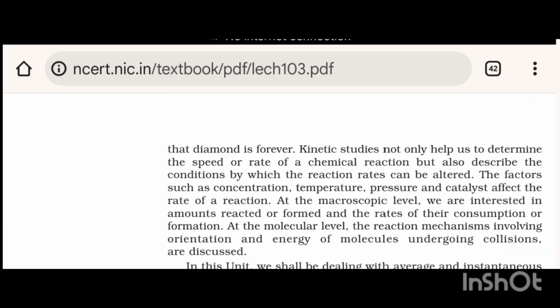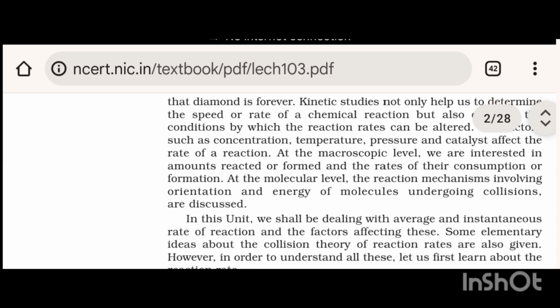Kinetic studies not only help us to determine the speed or rate of a chemical reaction, but also describe the conditions by which the reaction rate can be altered. Factors such as concentration, temperature, pressure, and catalyst affect the rate of a reaction. At the macroscopic level, we are interested in the amount reacted or formed and the rates of their consumption or formation. At the molecular level, the reaction mechanisms involving orientation and energy of molecules undergoing collisions are discussed.